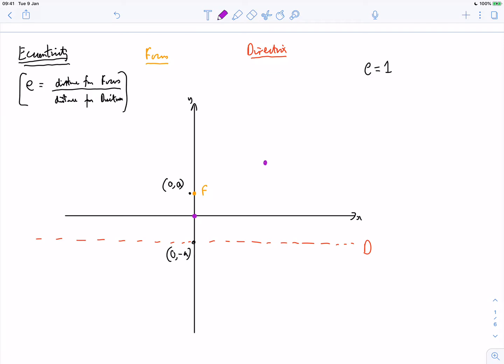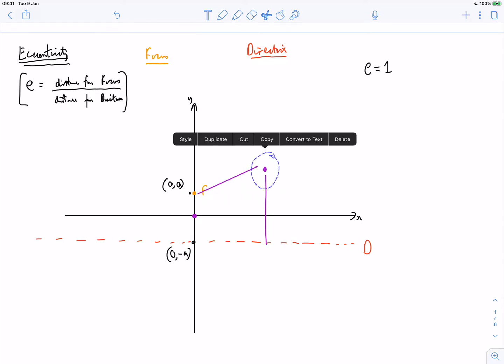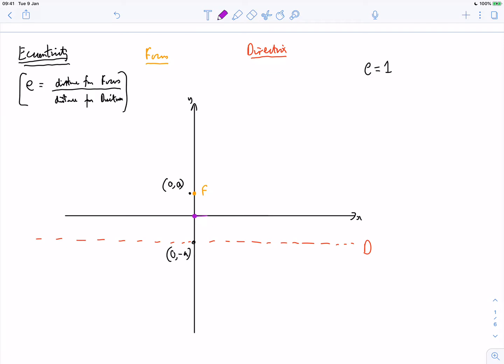Then in order for E to be 1, we need the distance from the focus, which is from here to here, to be the same as the distance from that point to the directrix, which is there to there. Now, according to this diagram, it looks like the distance from the directrix is a bit too big, so maybe we need to lower this maybe. Spoiler alert, it's going to look like this. So in E equals 1, we have a parabola.